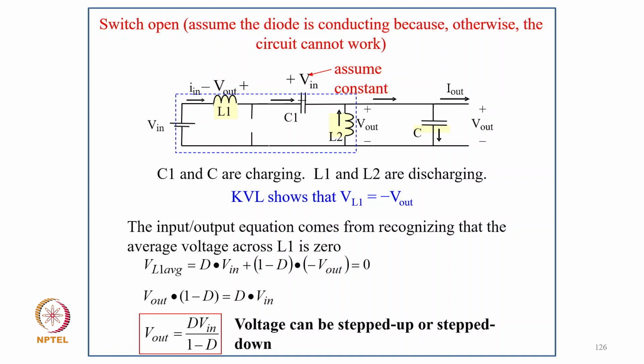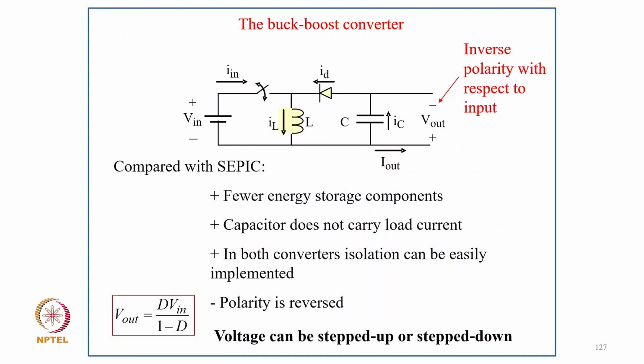The input-output equation comes from recognizing the average voltage across L1. So VL1 average equals dVin plus (1 minus D) into minus Vout equals 0. So Vout (1 minus D) equals dVin, which gives the relation Vout equal to dVin upon 1 minus D. The voltage can be stepped up or stepped down. That's why it's called a buck boost converter.